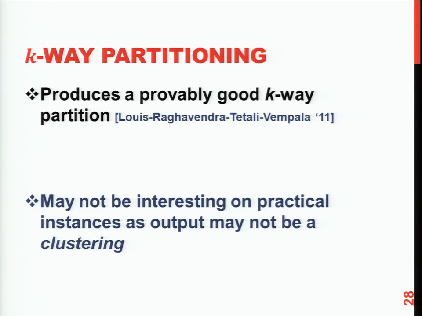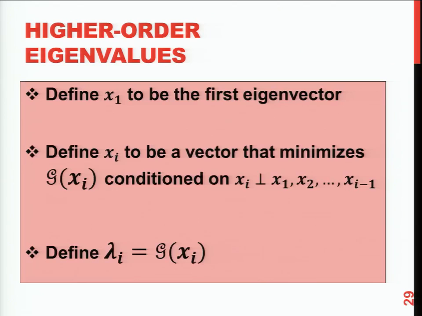Now let's look at what algorithms there can be for actually finding clusterings, where you want to make sure that the parts themselves are well connected. There's a very natural generalization of this, called the spectral clustering approach. Instead of just looking at the second eigenvalue, you look at higher order eigenvalues. These higher order eigenvalues are defined as follows.